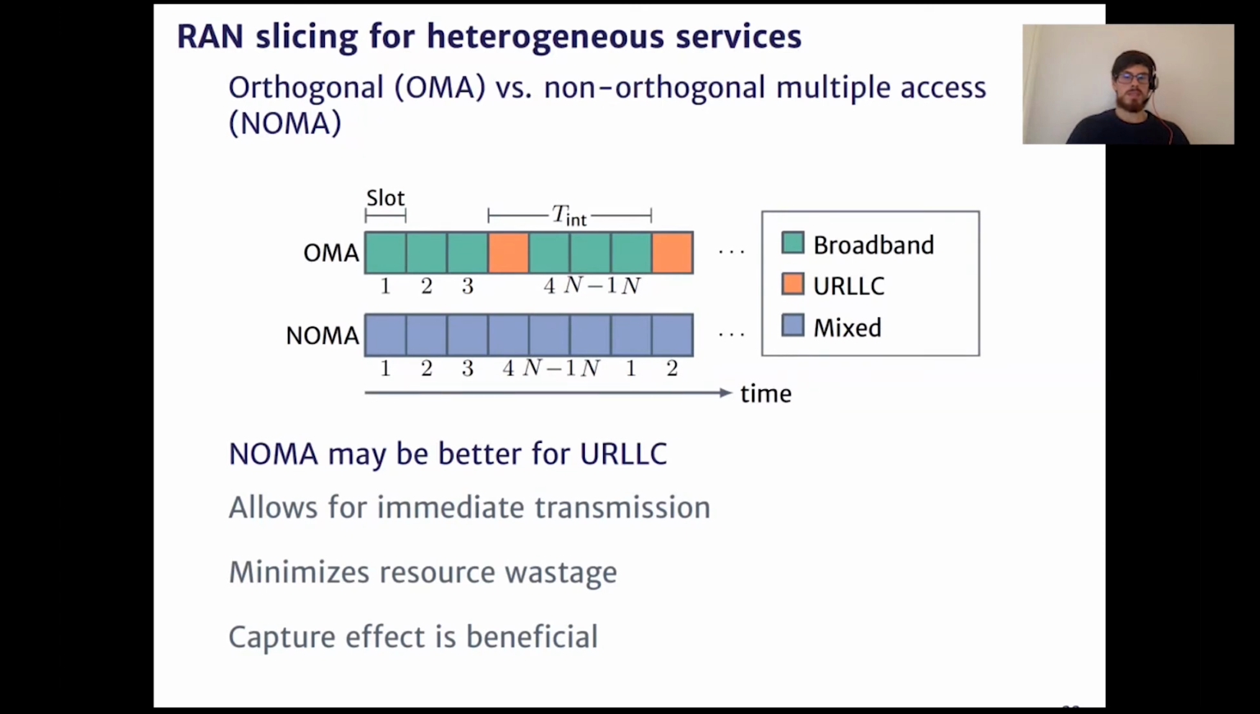In this sense, it's immediate to see that NOMA may be better for URLLC. If I can transmit whenever I want in the frame and be decoded immediately, then this is quite good, right? It's like puncturing, but from the uplink. And also, it minimizes resource wastage because we're not assigning slots to users that may not use them. And as I mentioned, also the capture effect and possibly joint decoding are quite beneficial. So what's the catch here? The catch here is that, of course, we rely on the capture effect for this to be beneficial, or on the lack of activation of the broadband user.